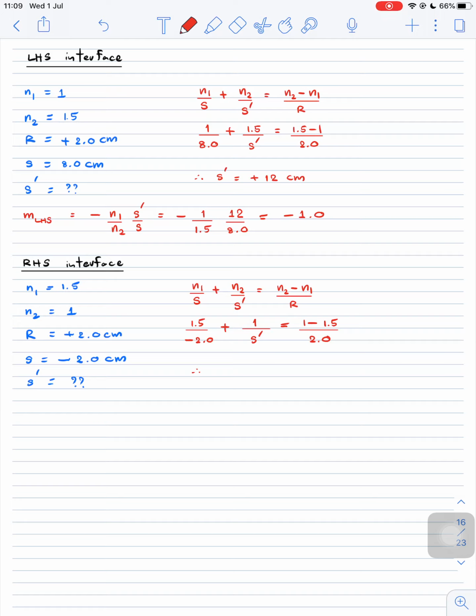So let me just skip this part. We can get that the S prime here, right? It's going to be equal to 2.0 centimeter.